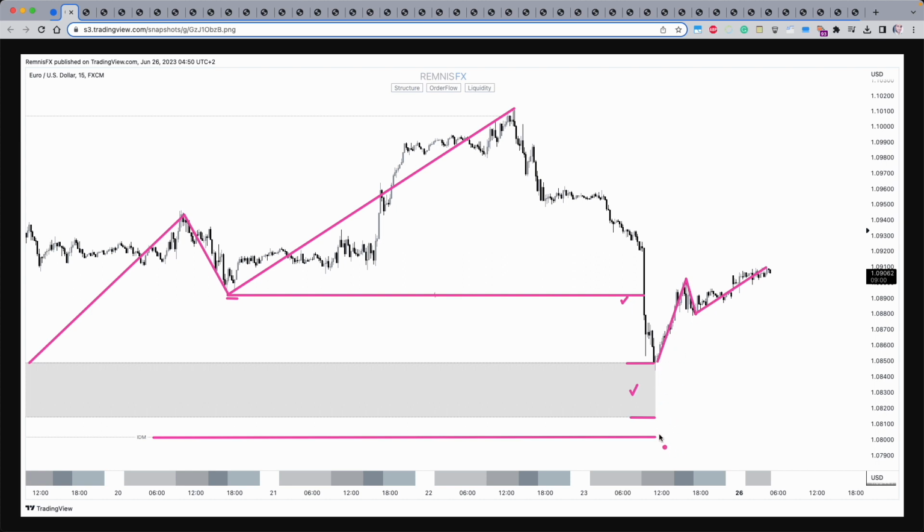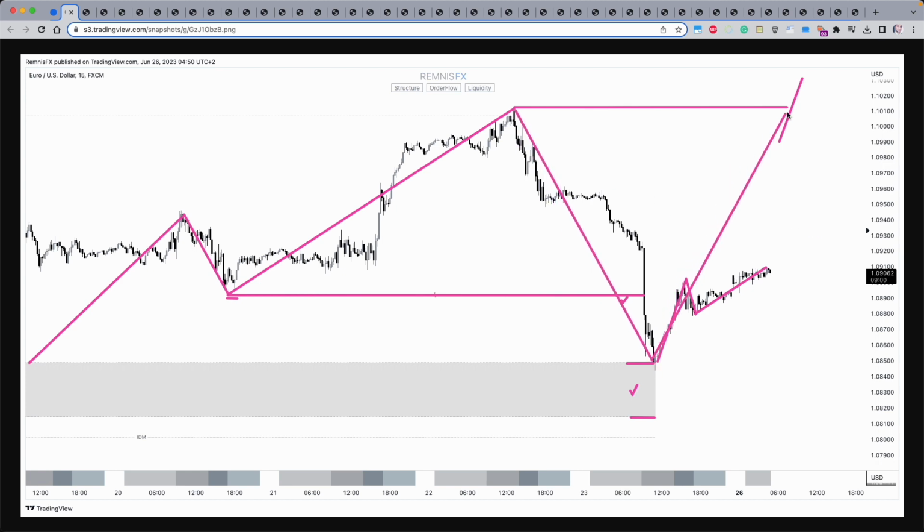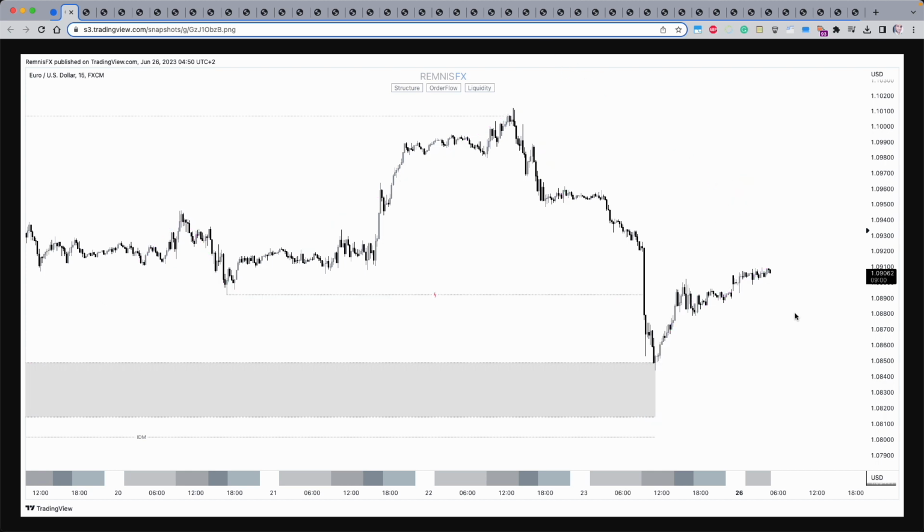Nevertheless, we also had a major inducement here from a major structure perspective, but as you can see, price never came to liquidate that area, at least not yet. We don't know if it may or may not come down to liquidate that area, or push the price higher from this point and eventually create a new higher high. So at this point I was getting interested in buying positions, at least until this point here.